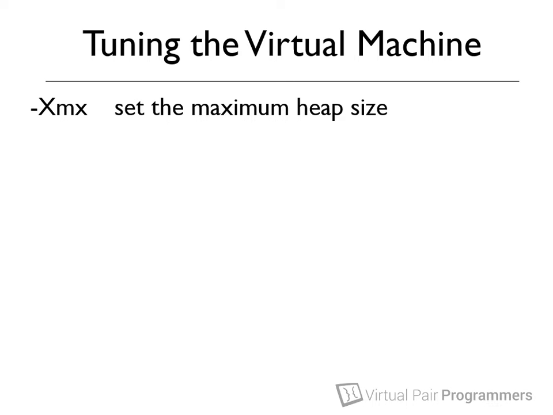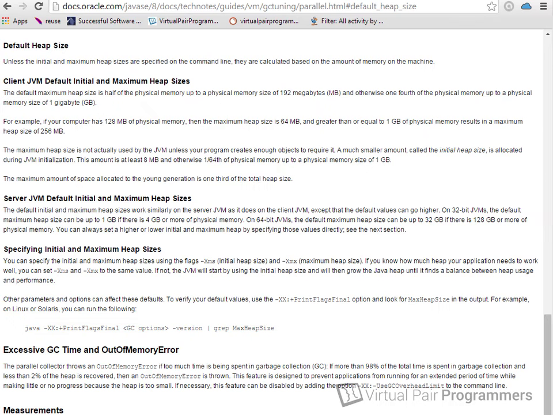More often though, we use -Xmx to increase the heap size from the default. We can find out the default heap size by looking at the Java docs. I've got on screen here the relevant part of the Java docs for Java 8, and if you read down this you'll see that it says the default heap size is normally a quarter of your computer's total memory, although there are minimum and maximum values. If you're on a client rather than a server, then the maximum default heap size is 256 megabytes.